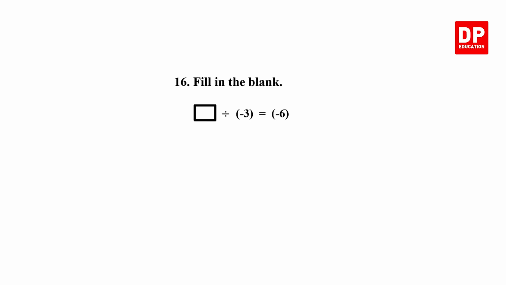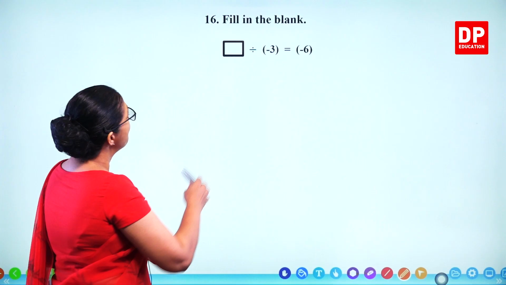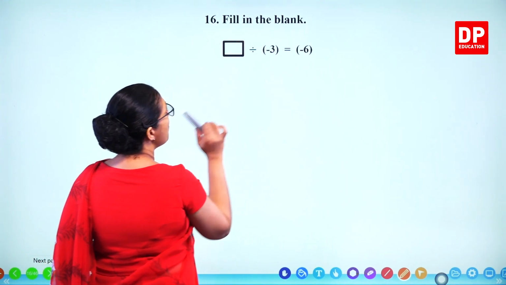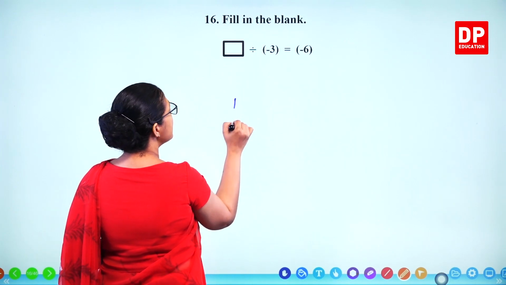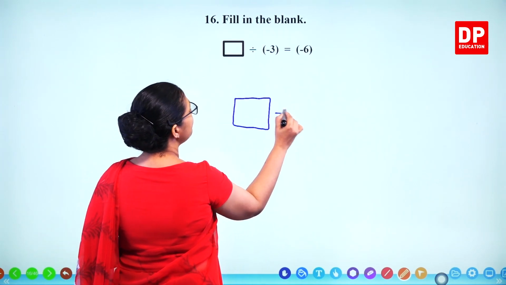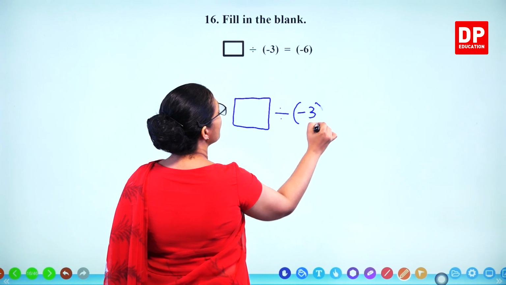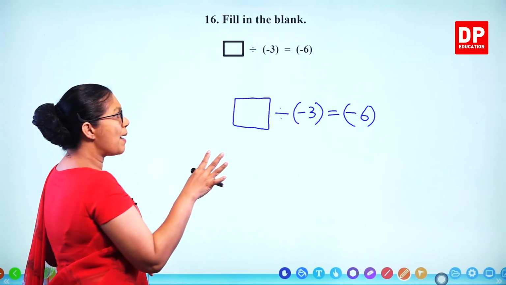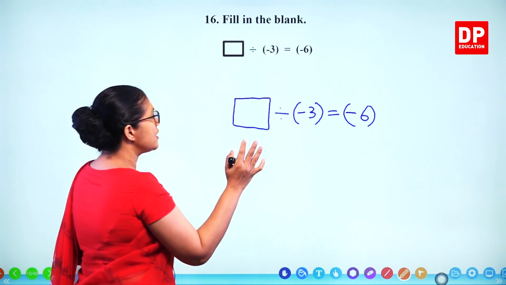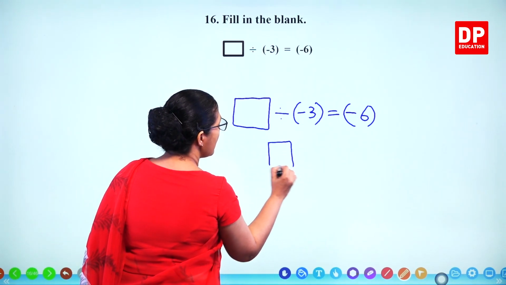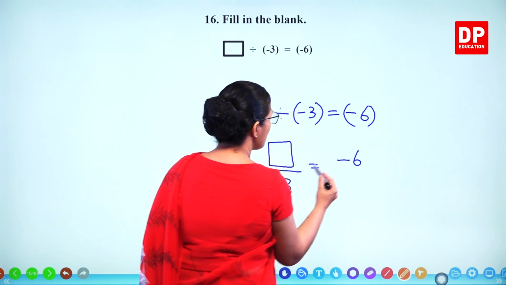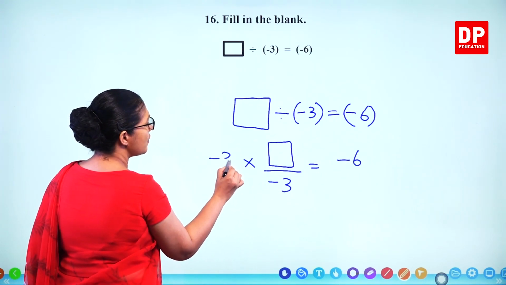Question number 16, fill in the blank. You have to fill this value. Divided by minus 3 is minus 6. So you can do the opposite thing to get this value. How do you do the opposite thing? This is divided by minus 3. So you multiply. So we'll multiply by minus 3 to get this answer.